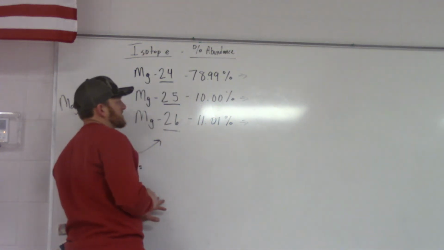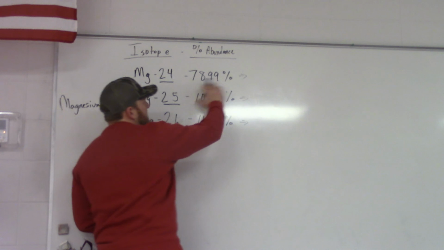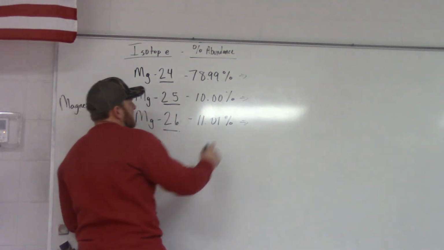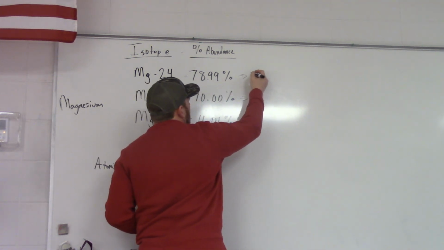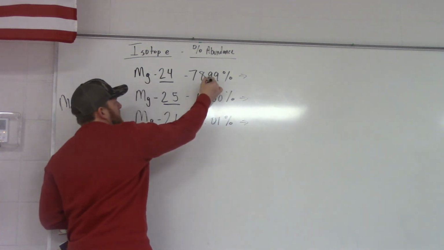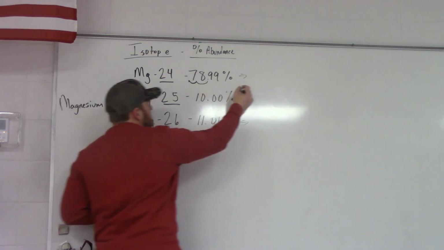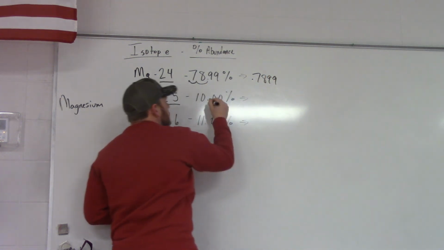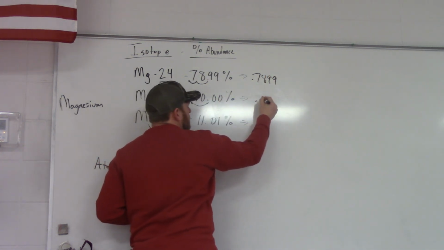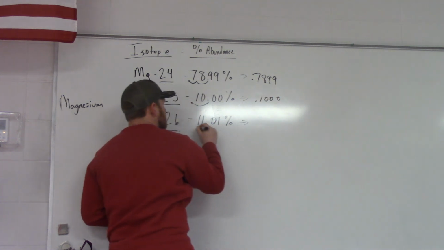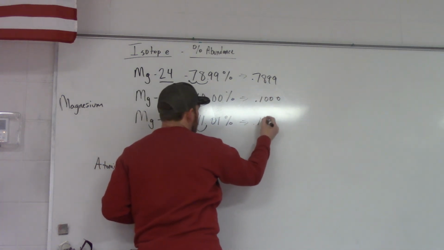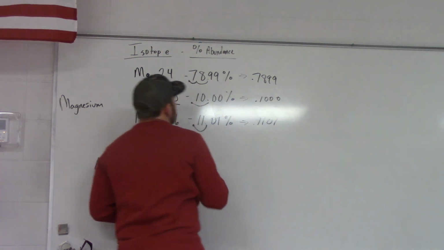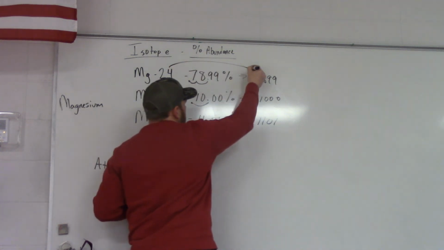and change the percentages just to a basic number. If this is already 78.99%, all you have to do, again, this was a percentage, move your decimal point 2 places to the left. So 0.7899. Move it 2 places to the left, 0.1000, 2 places to the left, 0.1101. Now you're going to take this 24 and you're going to multiply it.